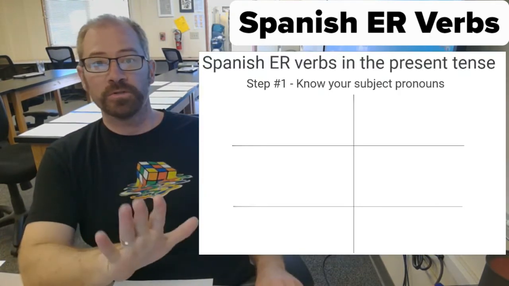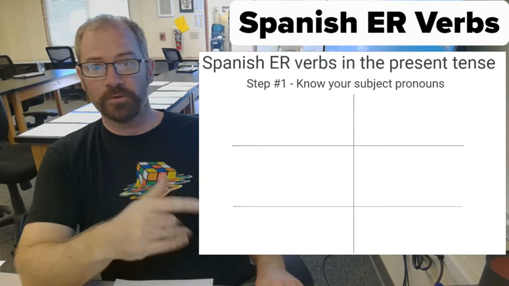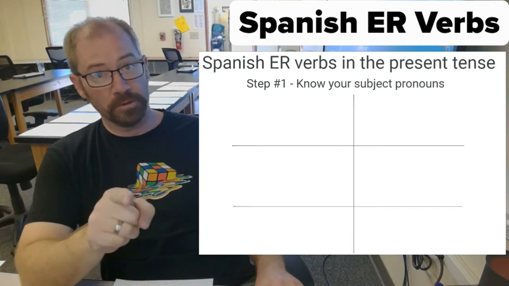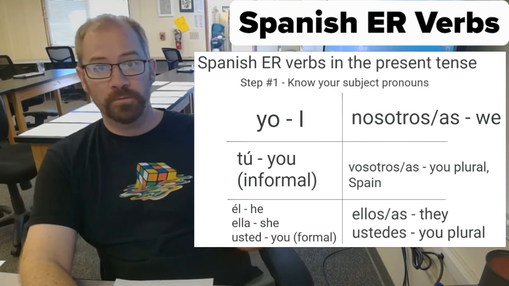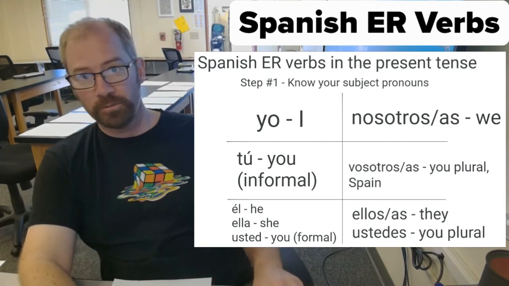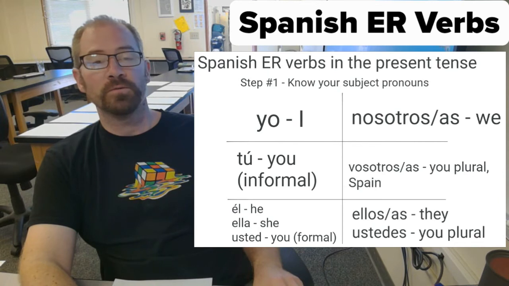Step one is you want to make sure you know your Spanish subject pronouns. If you already have these, then you're solid. If not, you're going to want to write them down right now. Okay, so they're right here on your screen. Pause the video, write them down if you haven't already done so, because I'm going to move on after I pronounce each of the words in Spanish for you.